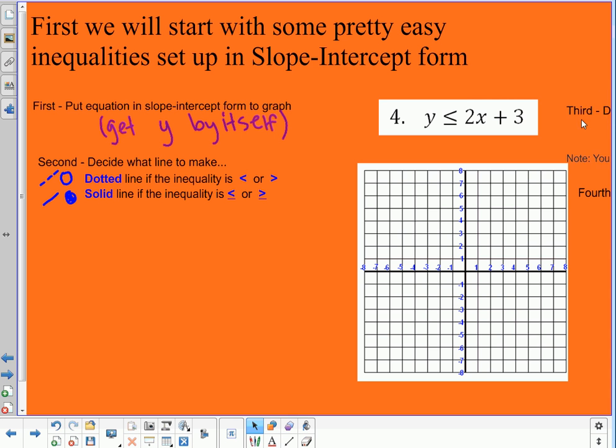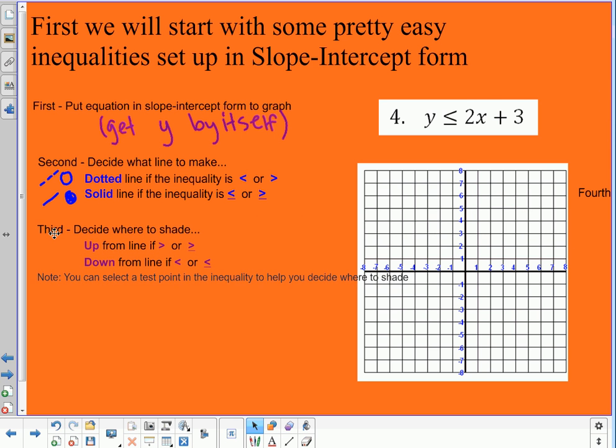The next thing I have to decide is where am I going to shade? Am I going to shade up from the line or am I going to shade down from the line? Well, if I'm looking at some version of greater than or greater than or equal to, then I'm going to shade up from the line. If I have less than or equal to, then I'm going to shade down from the line. So slope-intercept form, decide the line, decide the shading, and then the last thing is just put it on the graph of the inequality. Okay, and that's where you implement those decisions.